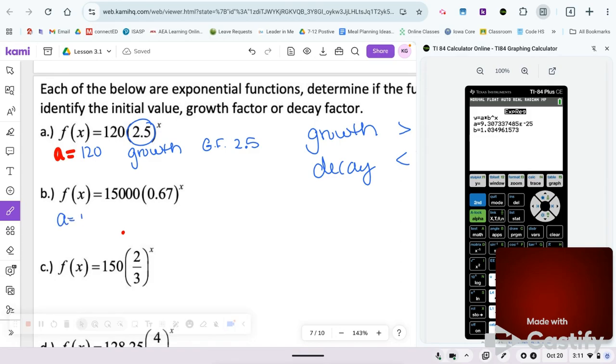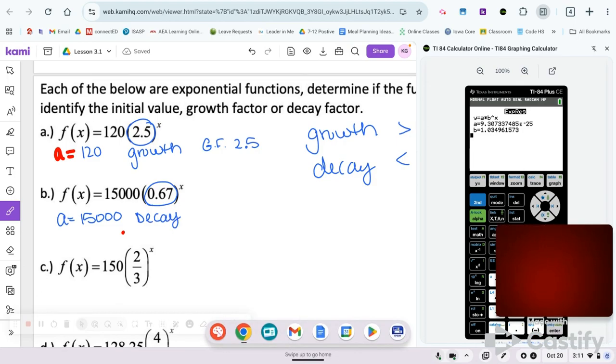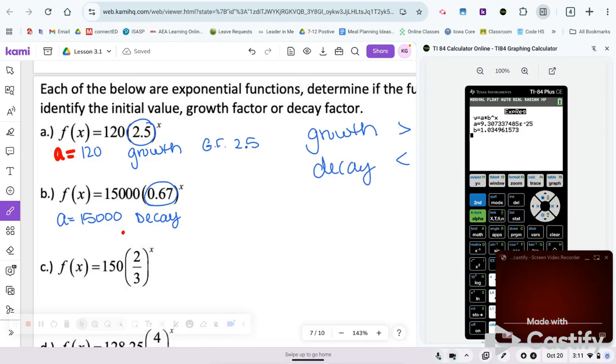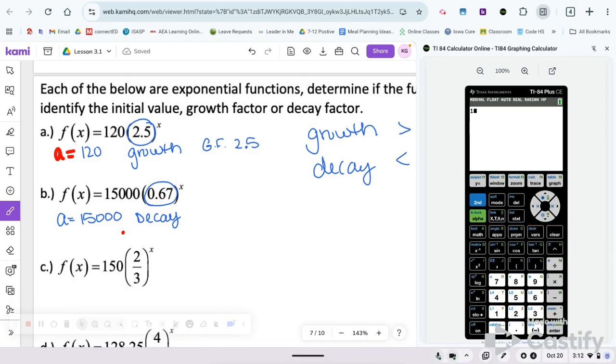For B, my initial value is 15,000. Because this is less than 1, it is decay. And now to figure out the decay factor, though, you have to subtract it from 1. So 1 minus 0.67 is 0.33.